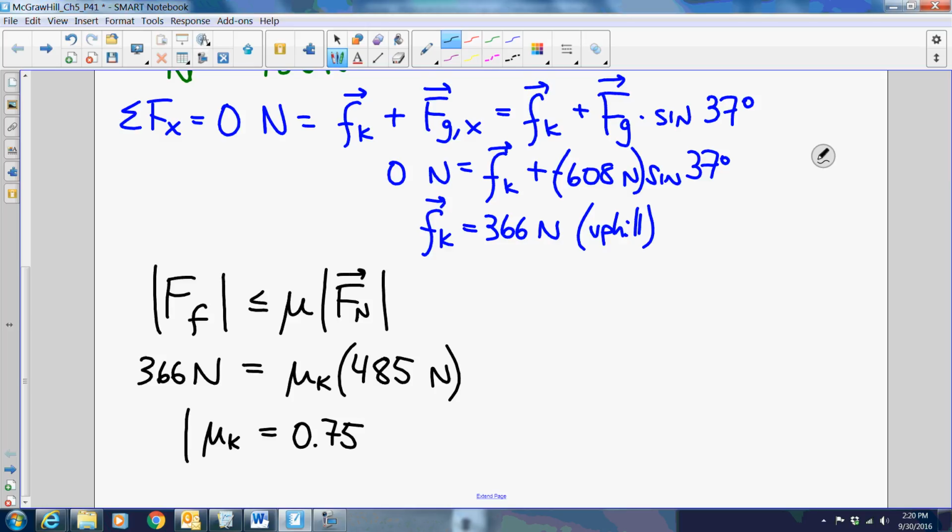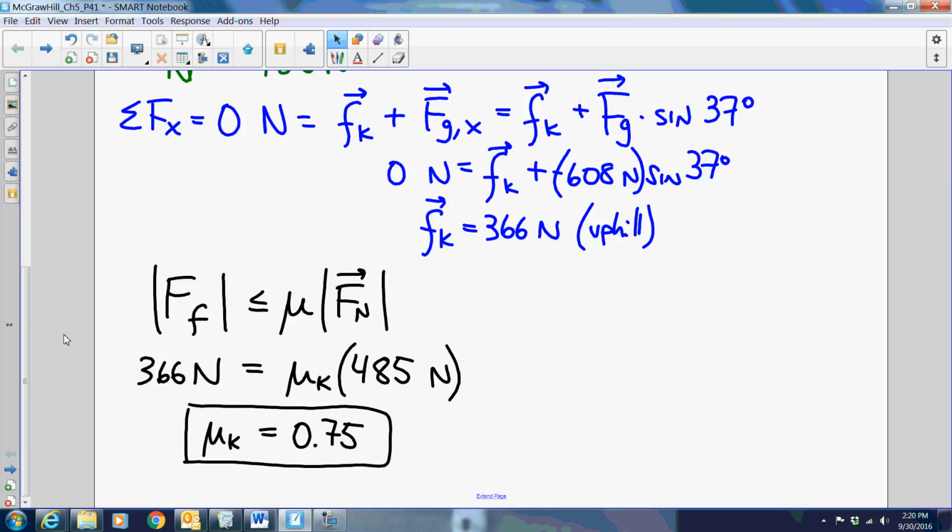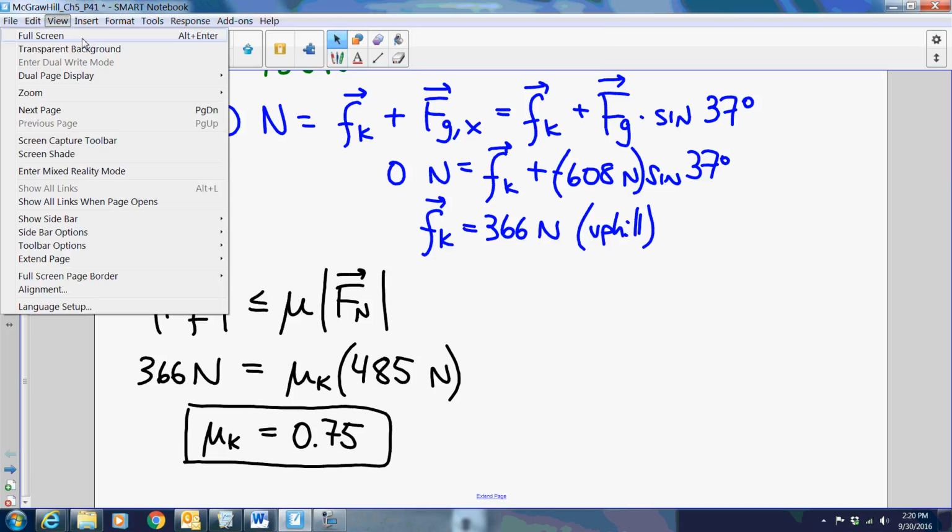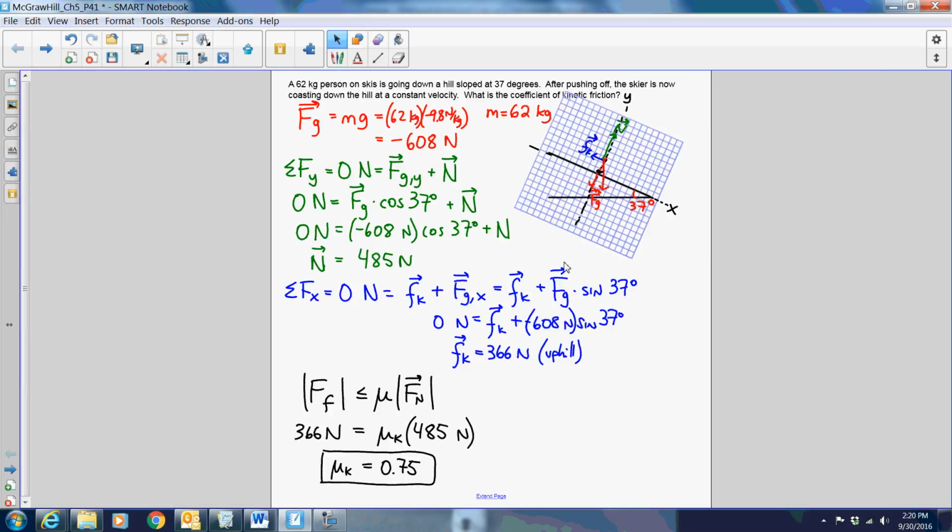It has no units. Okay, so for these ramp problems, the idea is to often shift or twist the axis so that most of your forces line up either on the y or on the x, and you only have to deal with the trig for like one of the forces.